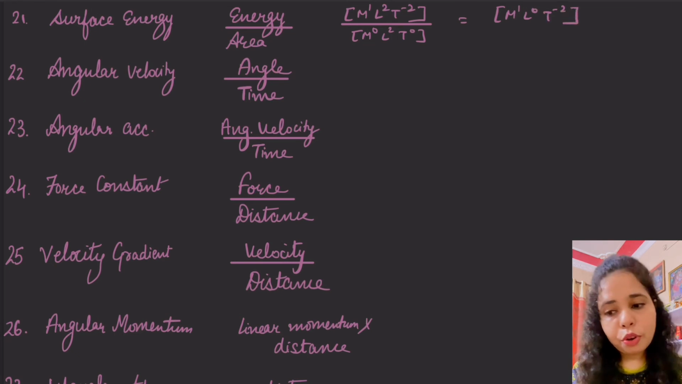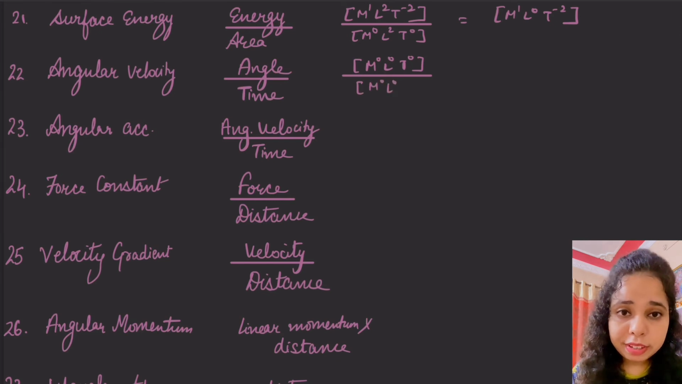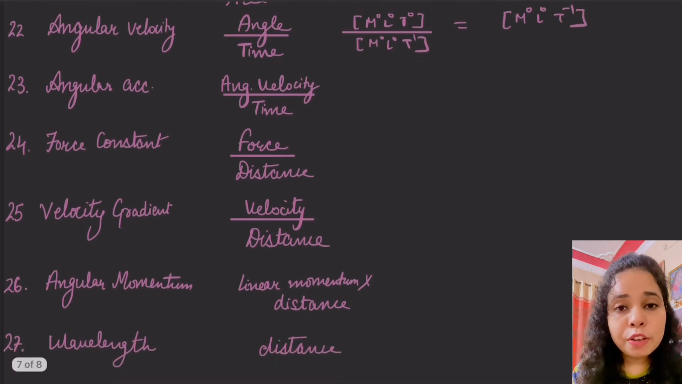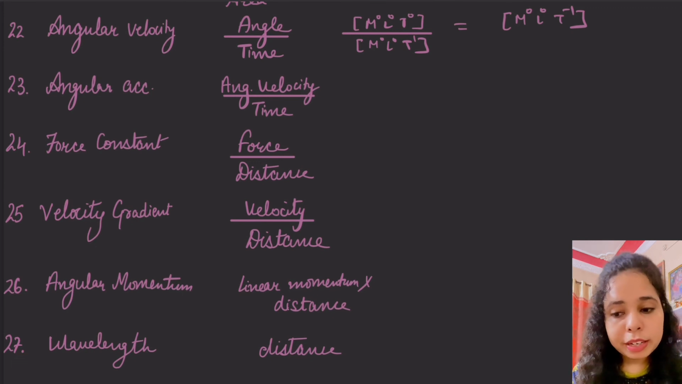Next we are going to talk about angular velocity. Angular velocity is defined as angle upon time. So angle is a dimensionless quantity as we have discussed. Therefore in the numerator we are having m0 l0 t0, and in the denominator we are having m0 l0 t1. Taking it to the numerator, we are having the dimensional formula for angular velocity as m0 l0 t minus 1.